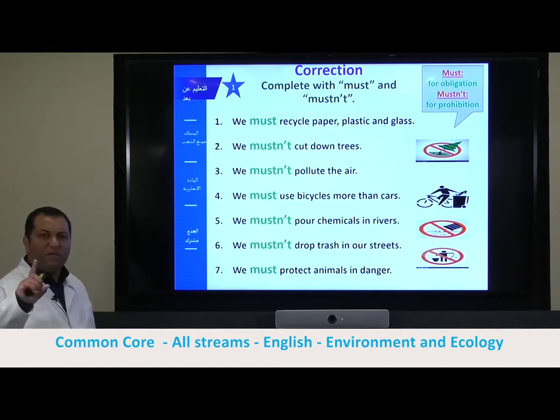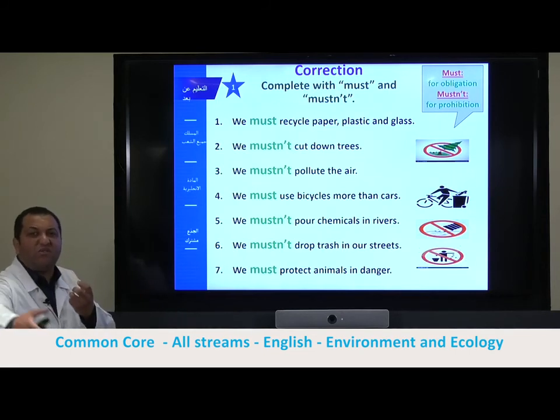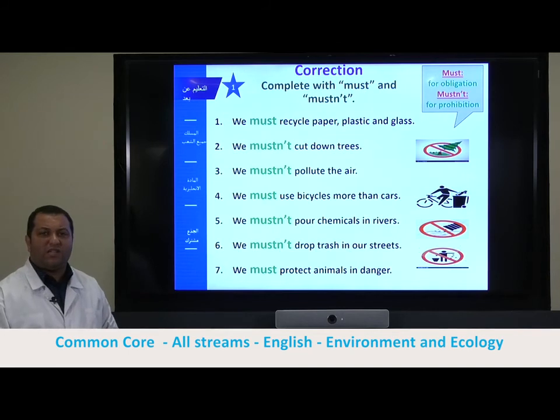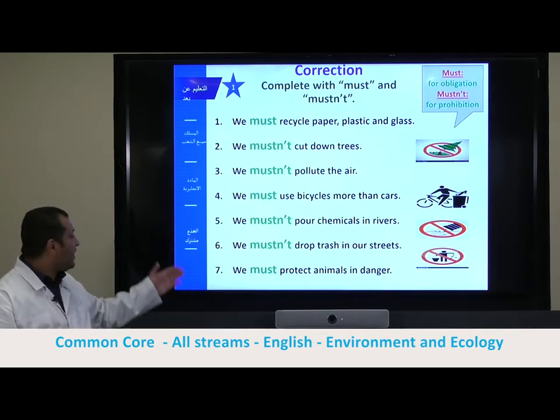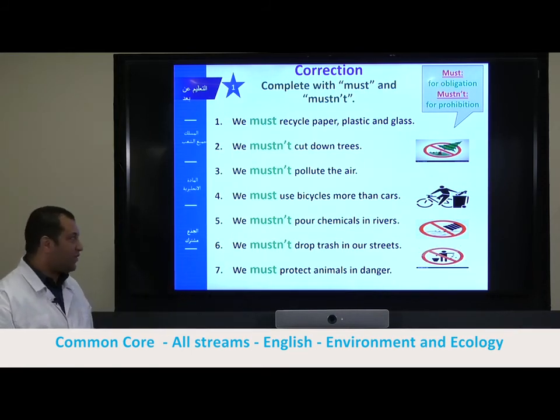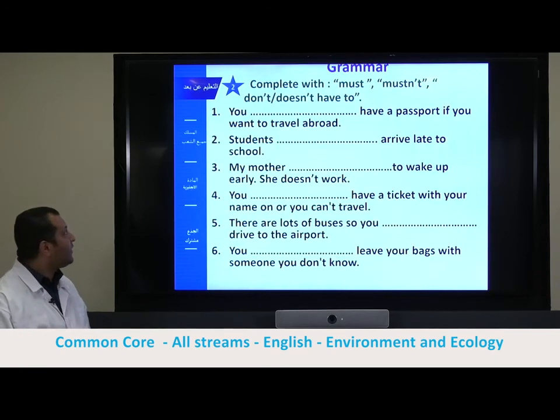Number 6, we mustn't drop trash in our streets. Trash, rubbish. You're eating a biscuit and you're throwing the rubbish in the street. Please, there are trash bins. There are waste baskets we can use to throw this rubbish or trash. And finally, we must protect animals in danger, etc. Let's move on to the next exercise.